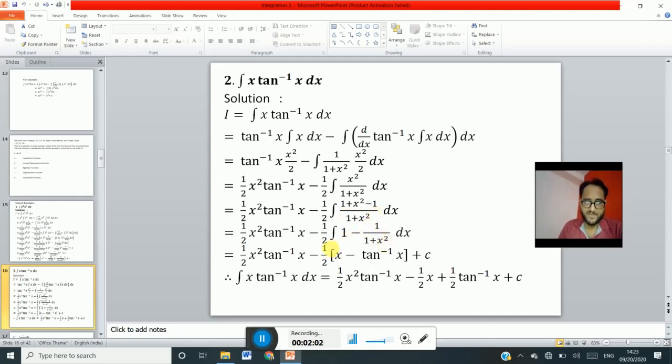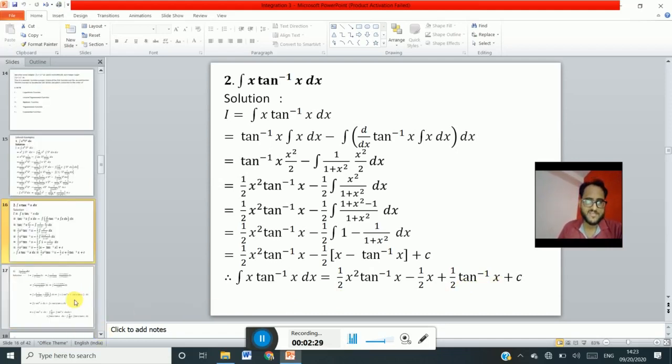And in the next step, integration of 1 dx is x, and minus integration of 1 upon 1 plus x square is tan inverse x. See, therefore the integration of x tan inverse x is 1 by 2 x square tan inverse x minus 1 by 2 x plus 1 by 2 tan inverse x plus c. This should be the final answer, right? So in this way we complete the second example.